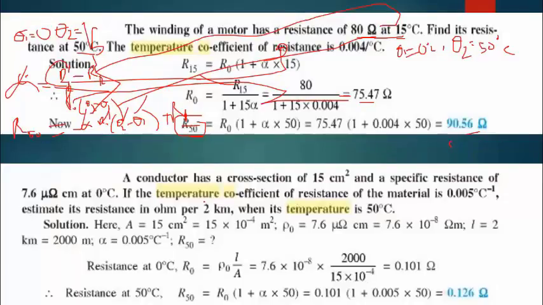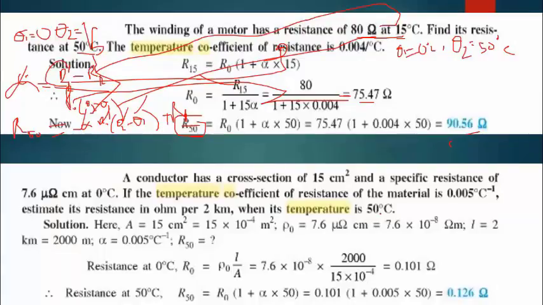A second example: we have a conductor having a cross-section area of 15 centimeters squared and a specific resistance of 7.6 micro ohm centimeter at 0 degrees centigrade. If the temperature coefficient of resistance of the material is 0.005 per centigrade, estimate the resistance in ohm per 2 kilometers when its temperature is 50 degrees centigrade.